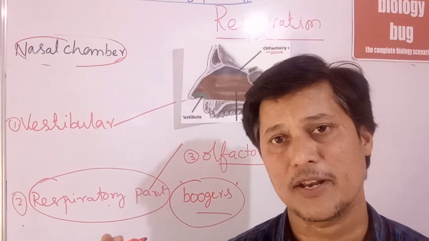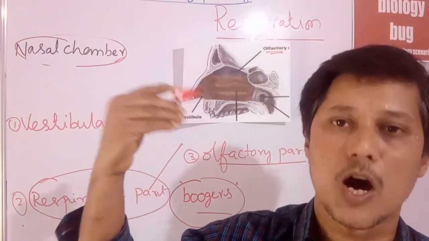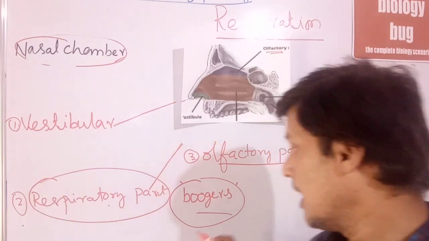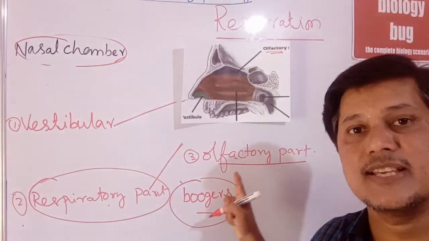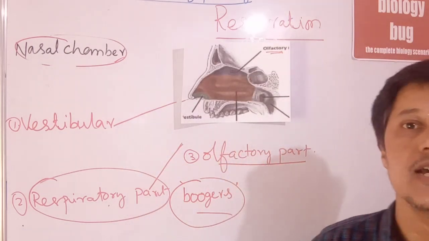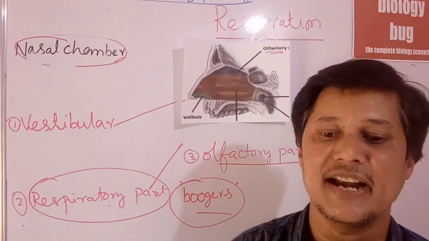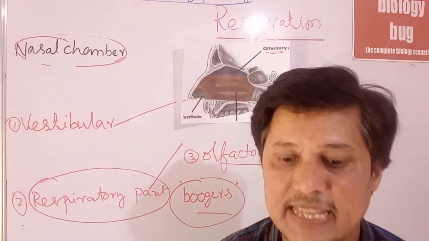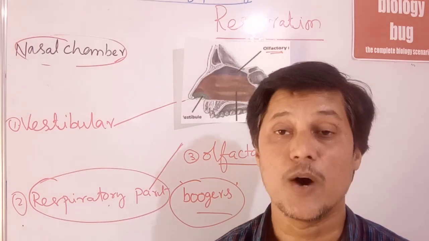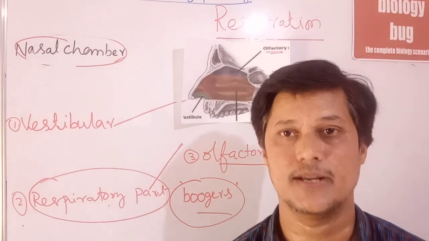Whenever dust particles in inhaled air pass over the mucous membrane, they are trapped and form boogers. The third one is the olfactory part. The olfactory part contains olfactory epithelium, so it helps in smelling. That means it works as a sensory part.